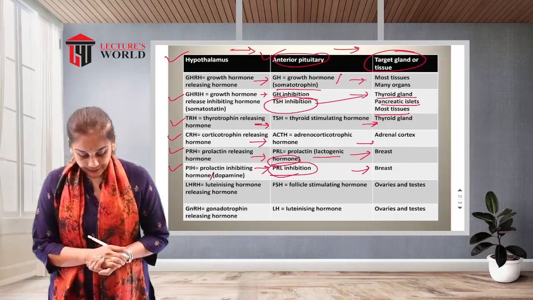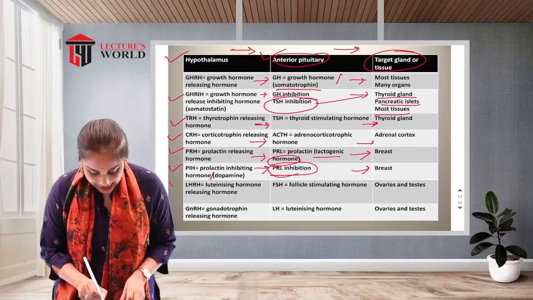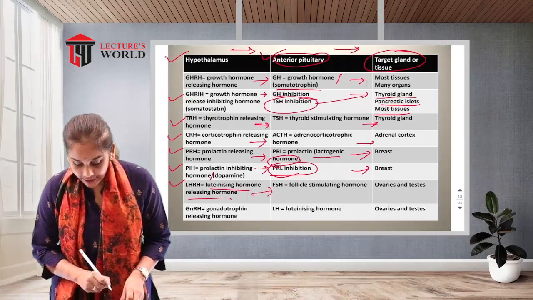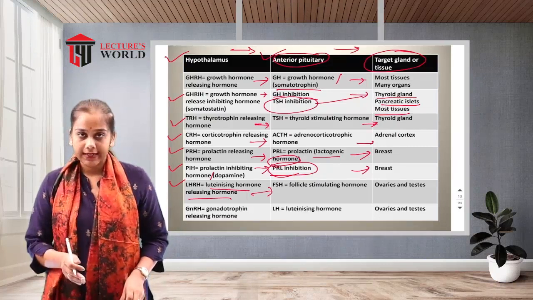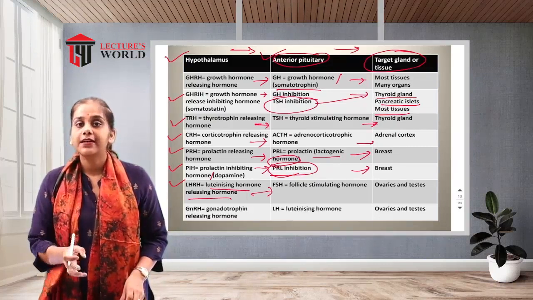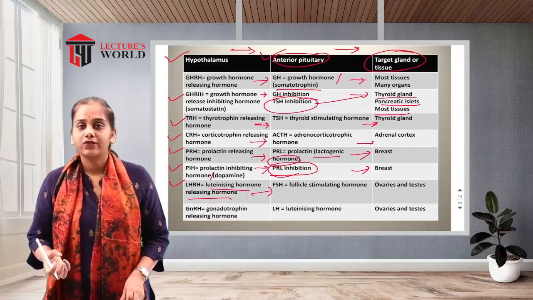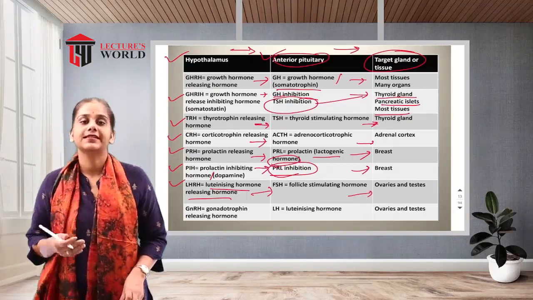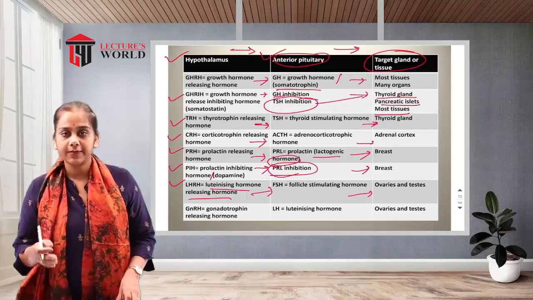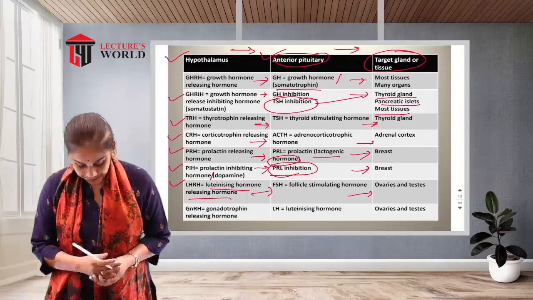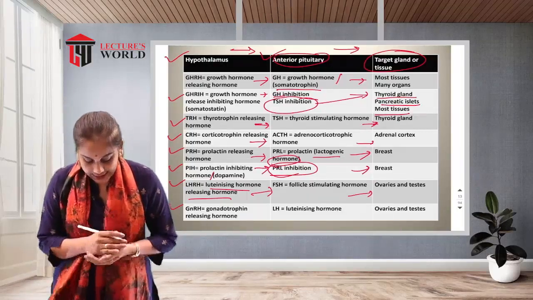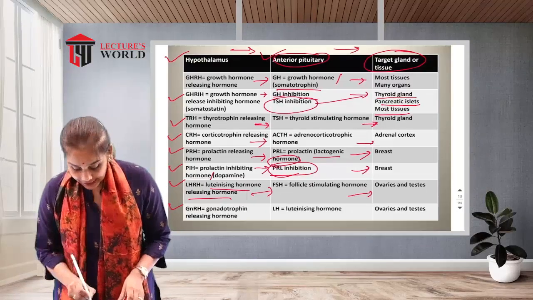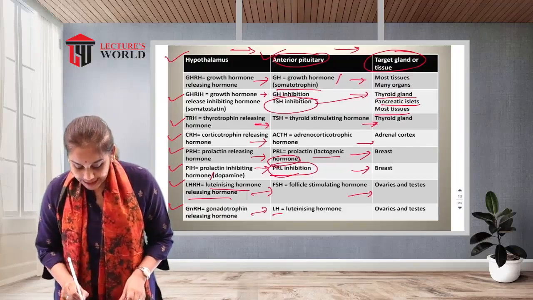The breast. Then the next one is LHRH, luteinizing hormone releasing hormone. It triggers FSH in the anterior pituitary gland, and FSH, follicle stimulating hormone, is secreted from the anterior pituitary gland and goes to the ovaries and testes, ovaries in the female and testes in the male. Then the next one is GnRH, gonadotropin releasing hormone. It triggers the anterior pituitary gland to secrete LH.